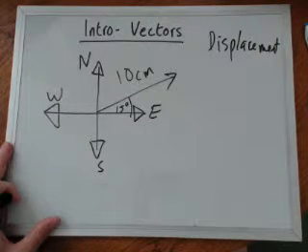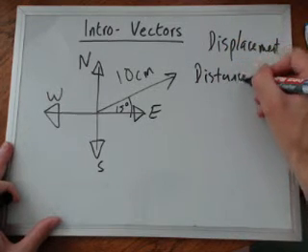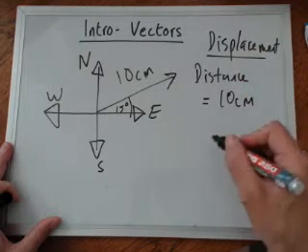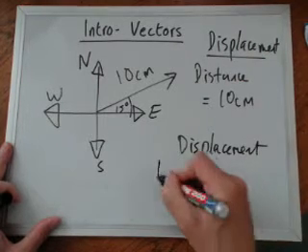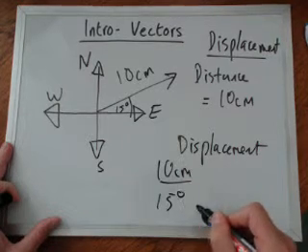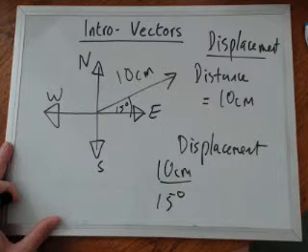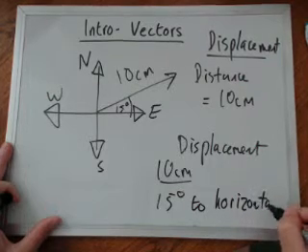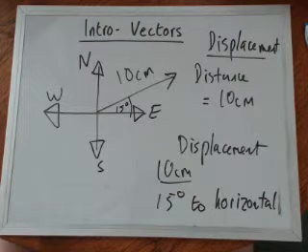Whereas if it was just the magnitude, it would be the distance, which would be equal to 10 centimeters, but the displacement would be 10 centimeters in the direction 15 degrees towards north of the east, or 15 degrees to the horizontal. That is assuming that the east is the horizontal. So that gives you the idea of vectors.